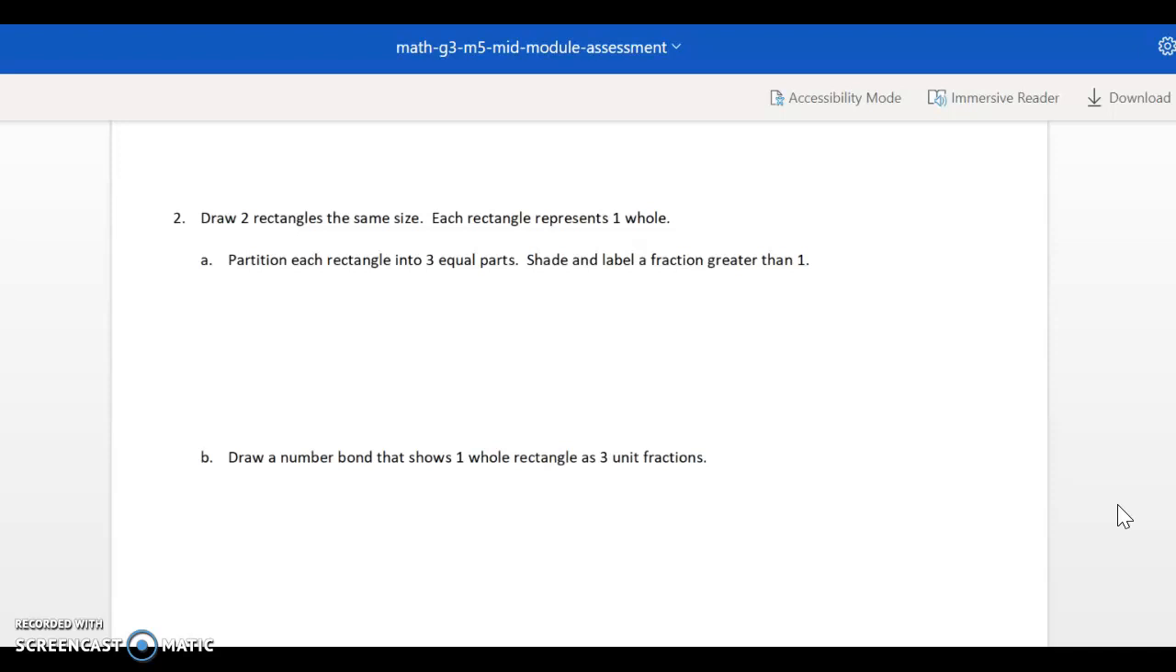Draw two rectangles the same size. Each rectangle represents one whole. A. Partition each rectangle into 3 equal parts. Shade and label a fraction greater than 1. B. Draw a number bond that shows one whole rectangle as 3 unit fractions.